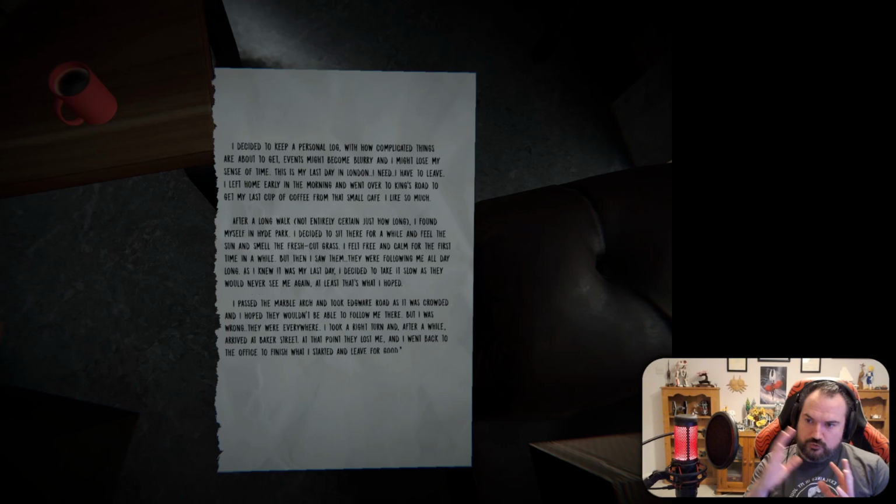So we're going to go from home to King's Road. After a long walk, I found myself in Hyde Park. I decided to sit there for a while, feel the sun. Right, okay. So it's after a long walk. They followed me all day long, knew it was my last day. Past Marble Arch, took Edgware Road. Arrived at Baker Street.